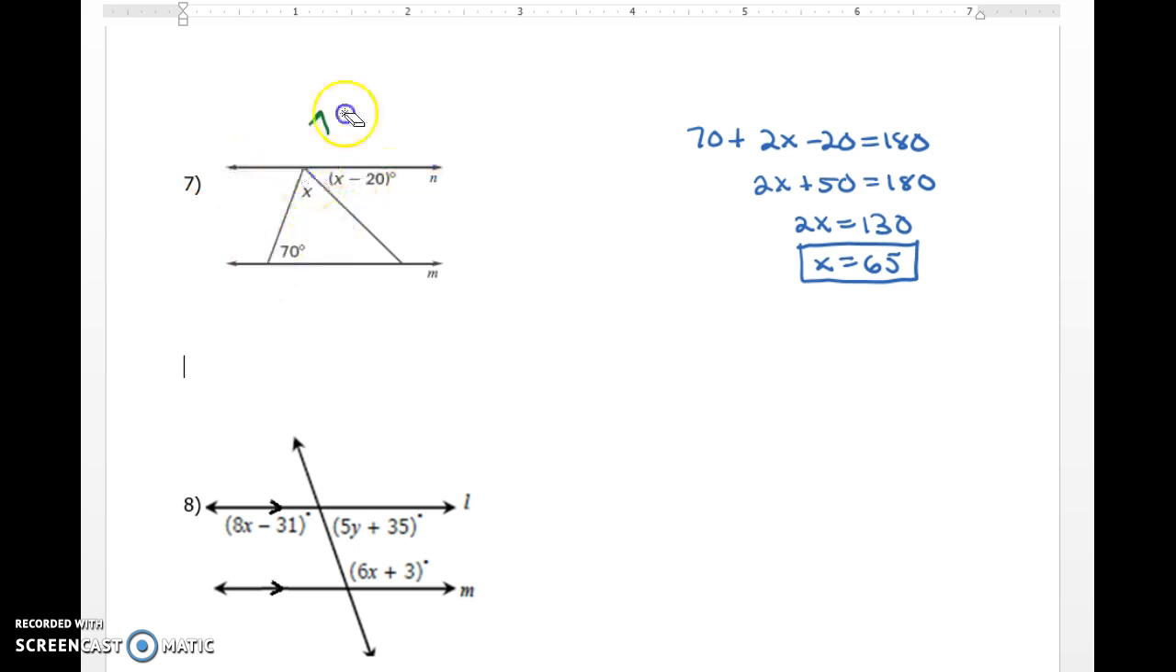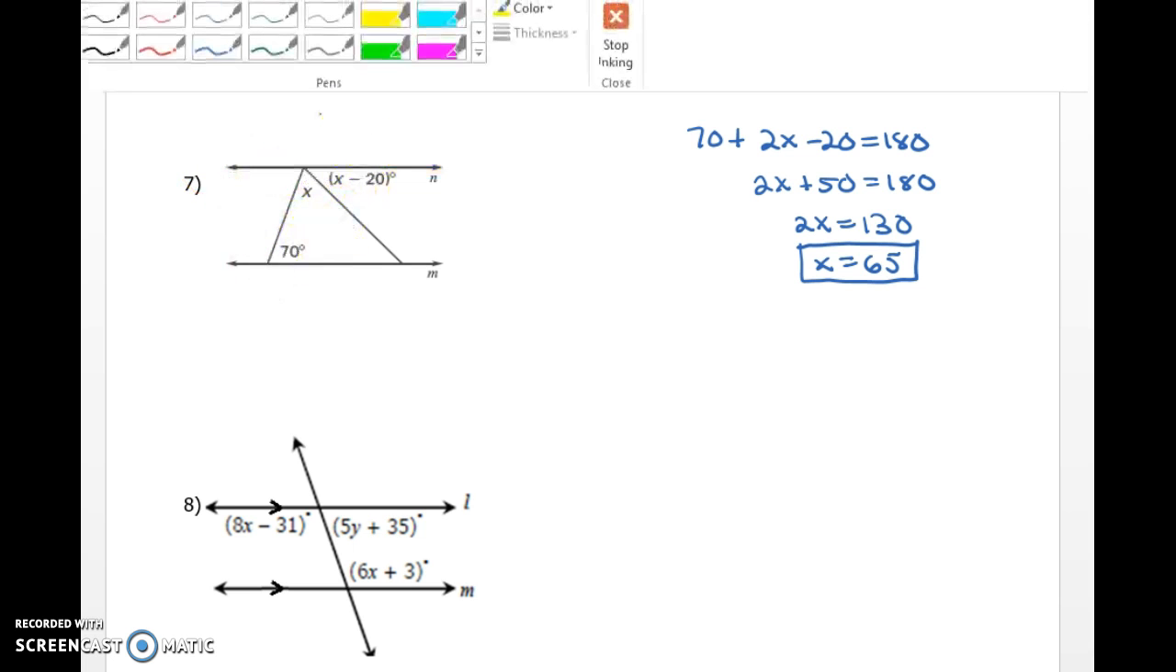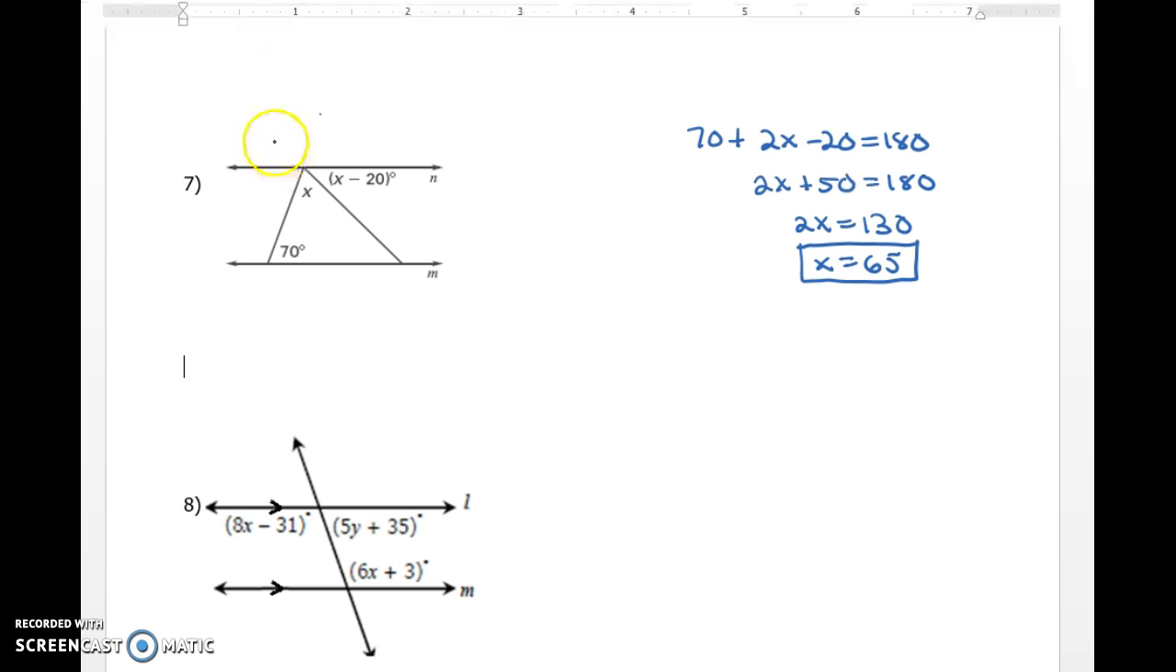Another way of doing the problem would be if you focus on this transversal. Okay, so if you focus on this transversal, notice that this x minus 20, this angle here, is alternate interior with this angle here. So that means that this angle here would also be x minus 20.